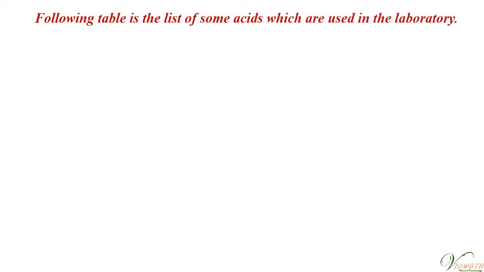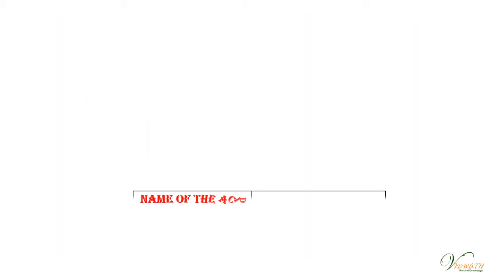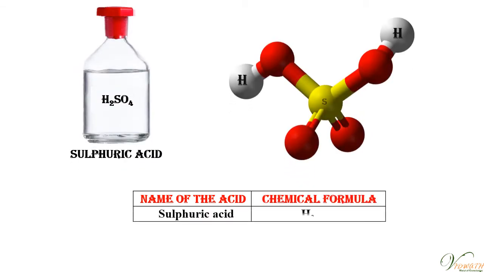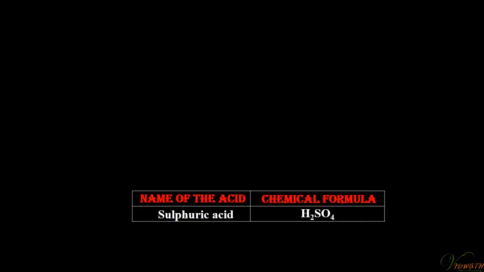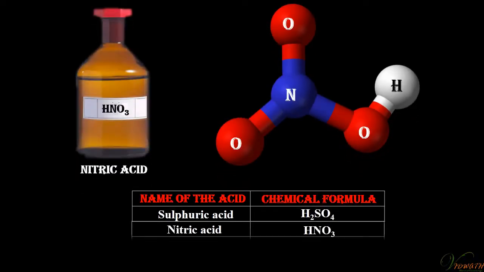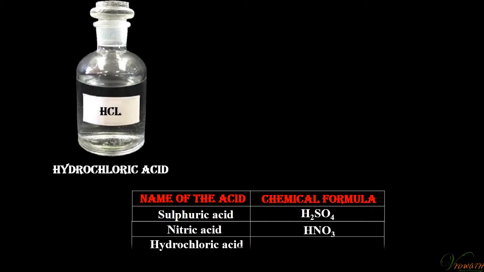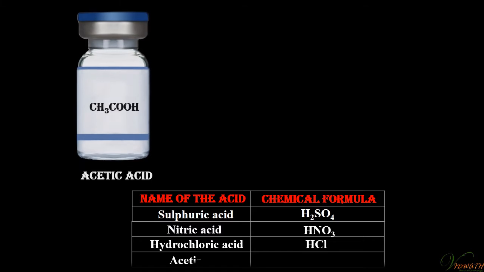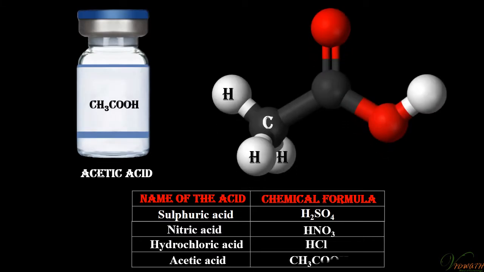Following table is the list of some acids which are used in the laboratory. Name of the acid: sulfuric acid. Chemical formula: H2SO4. Nitric acid: HNO3. Hydrochloric acid: HCl. Acetic acid: CH3COOH.